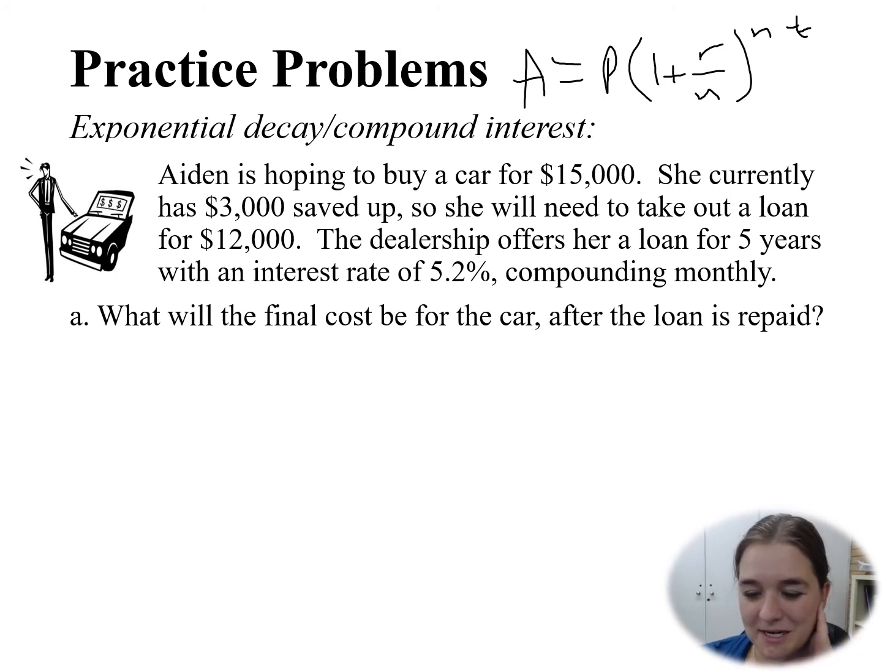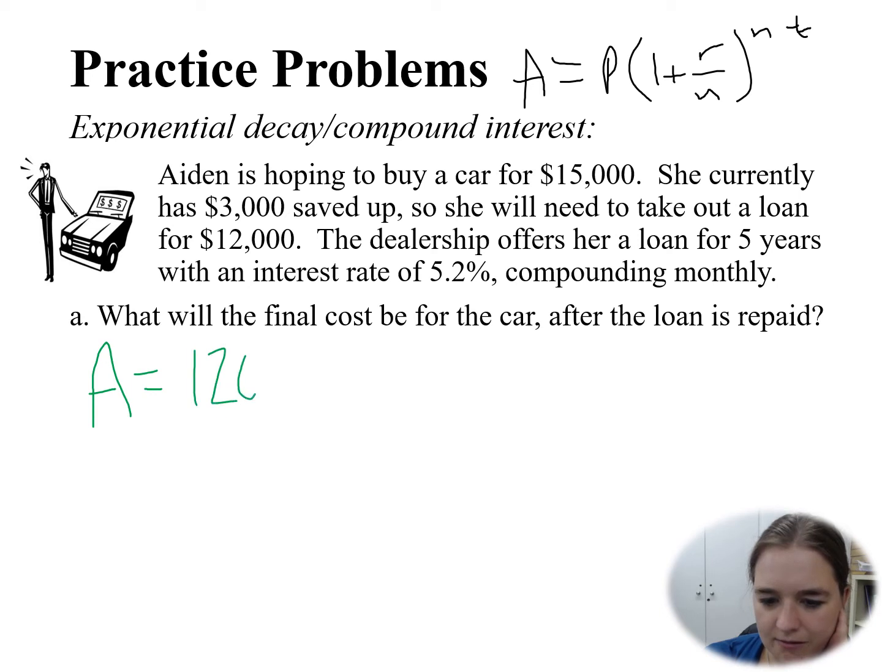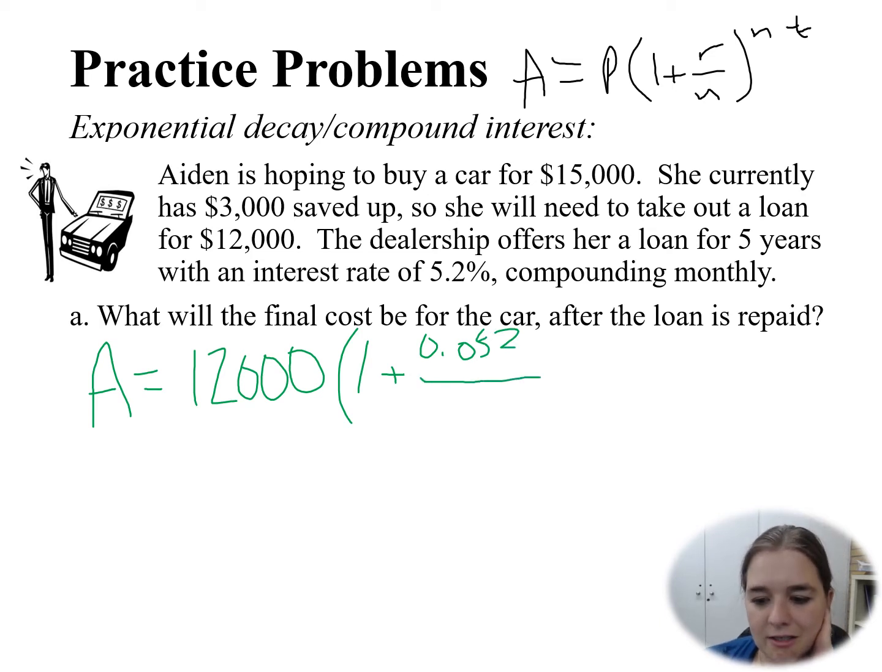Well, using the information that I'm given, I want to know the final cost, so that A is what I'm looking for. Her principal, the amount of the loan, is $12,000. And I need to multiply that by 1 plus her rate. So 5.2% is 0.052. Compounding monthly tells me that it'll compound 12 times each year, and I want to raise that to the power of 12 times a 5-year loan.